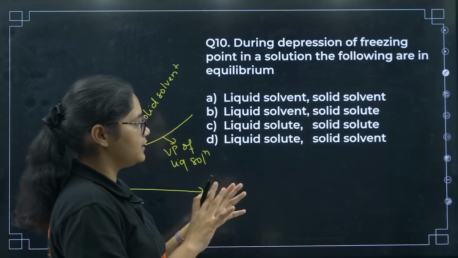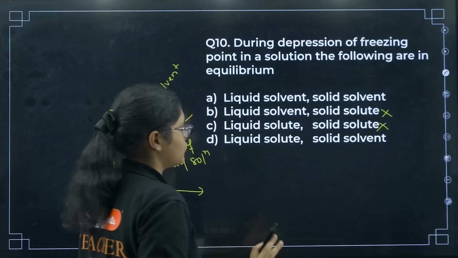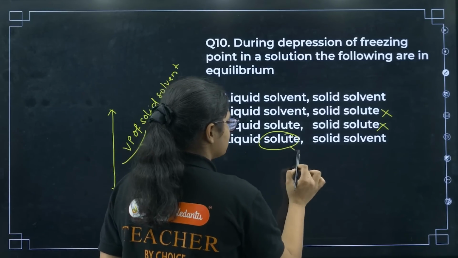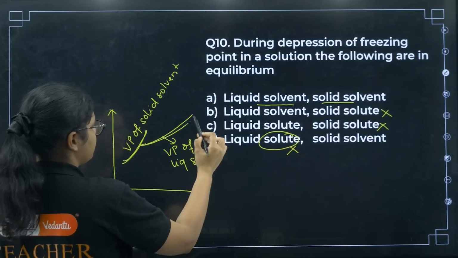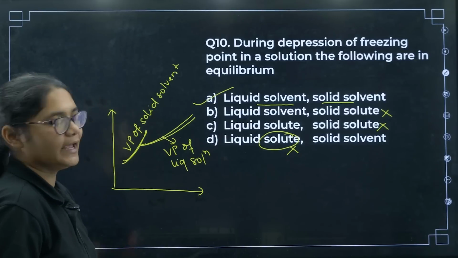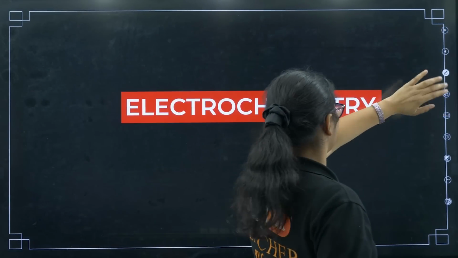So there is no interaction of the solute. Okay, so we can eliminate these two options. Solute is not there at all. Liquid solute and again solute is not there, so we can eliminate liquid solvent and solid solvent. Vapor pressure of the solid solvent and vapor pressure of the liquid solvent should be at equilibrium, so option number A here. Okay, now we will move to the next chapter, that is your electrochemistry.